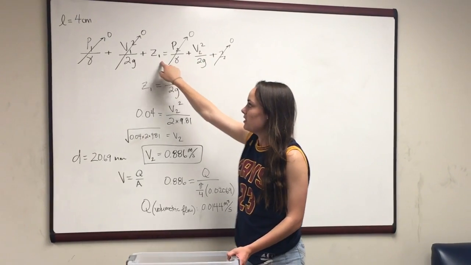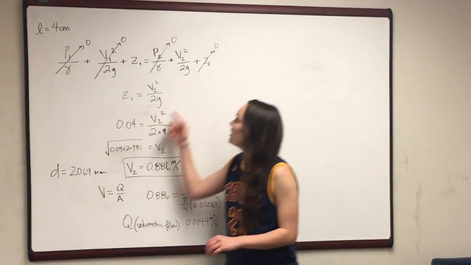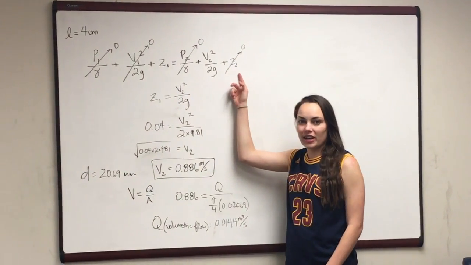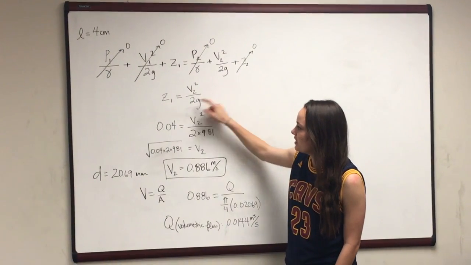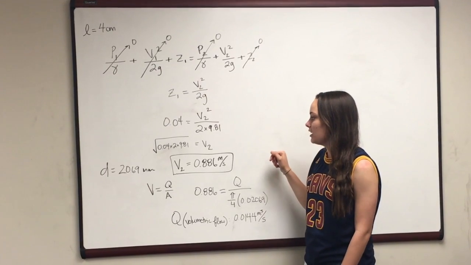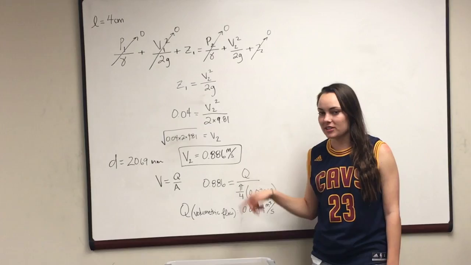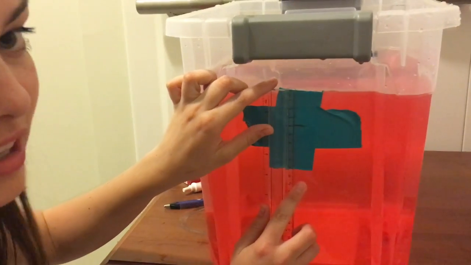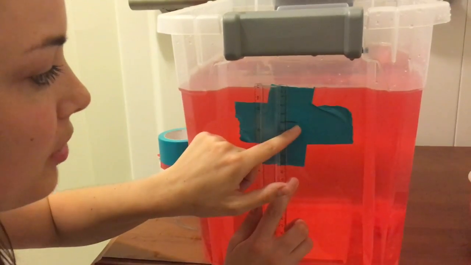Z1 is going to be the 4 centimeters from the top of our water to the center of our hole, and Z2 is going to be our reference point at the center of our hole, which is 0. And then after solving our equation, we're going to get Z1 equals velocity squared over 2 times gravity, and that's going to give us a final velocity of 0.886 meters per second. As you can see here, the water is 4 centimeters above the hole that we have made.